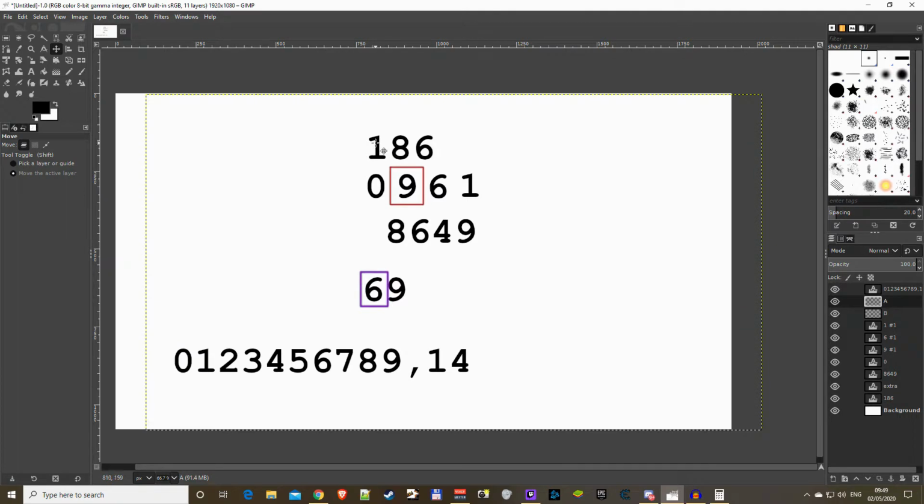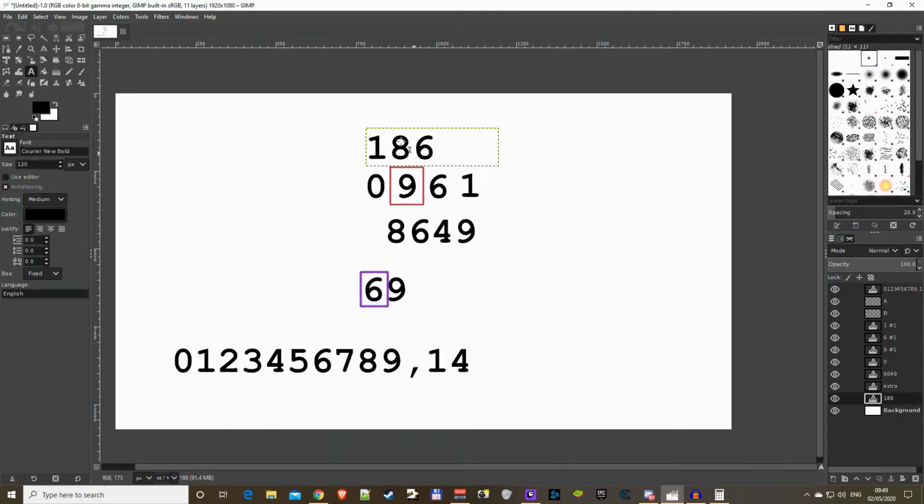6 times 9 is... 54 again. But we need to sum it with this 1. So it would be 5. Well, 54, yeah. And then this cell already has an entry. It's not a Z.